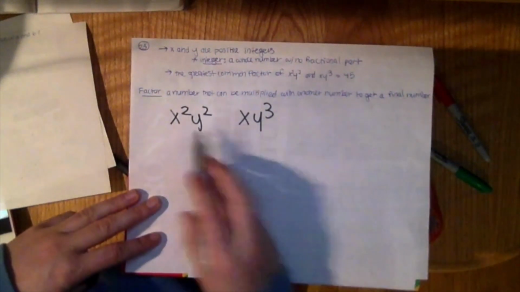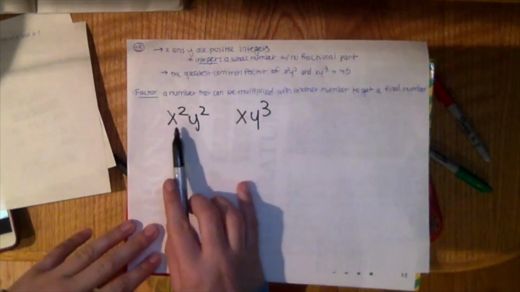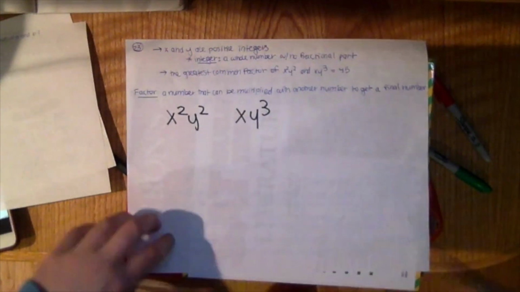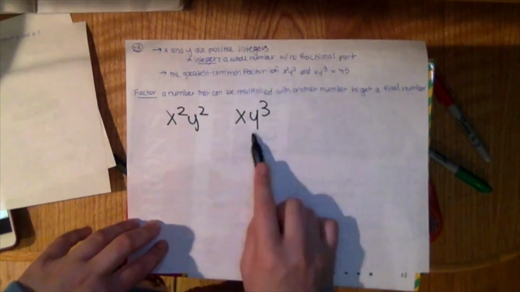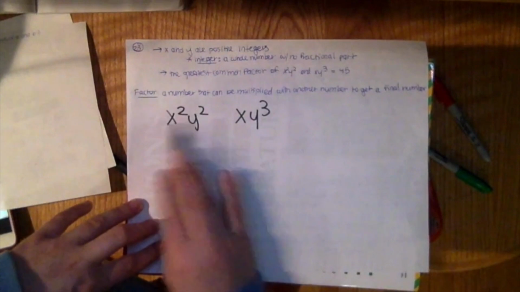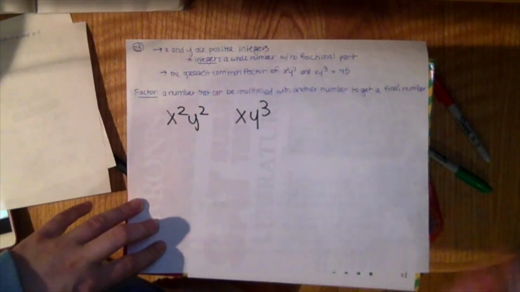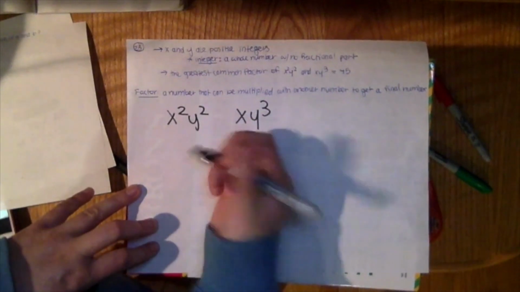So if we think about what a factor is, if you have a number that is factorable, you can always divide it. So let's see, are there any common factors in between these two things that we can take out? So there's an x in both, and there's a y squared in both. So let's factor out xy squared.